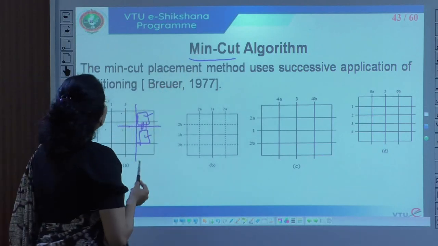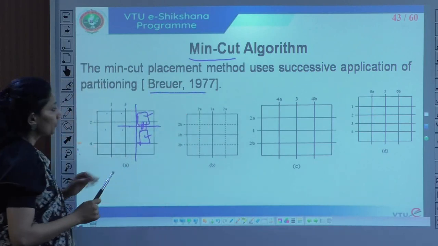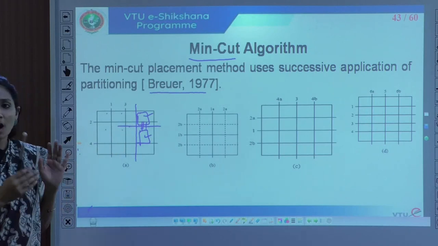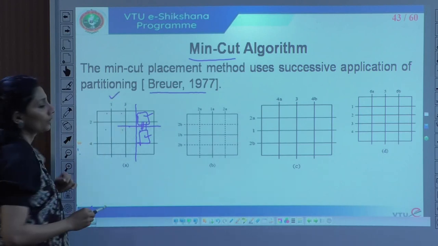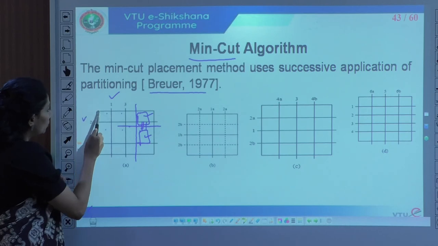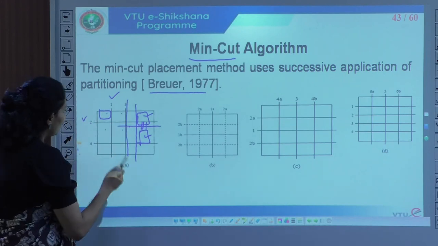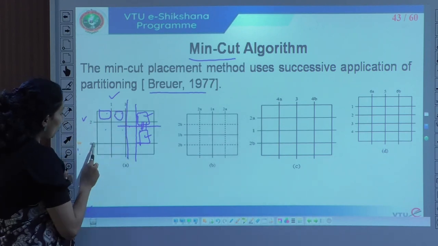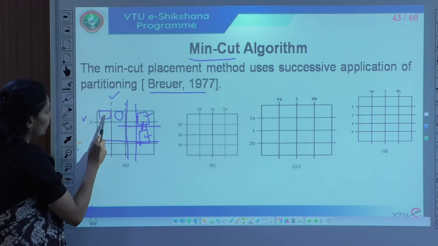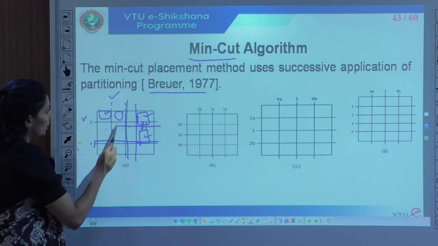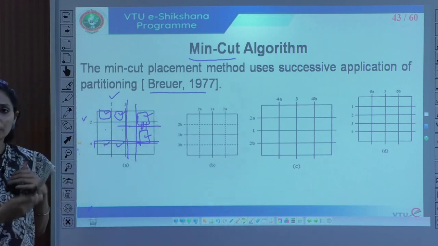So one of the min cut algorithms, an application of partitioning, is given by Breuer. He has suggested four ways of partitioning the entire chip area. What does it do? With the first cut, where is the second cut? Is here. So initially it is having only one partition, then the third cut is here, you will have a second, then goes the fourth cut here, then what you will have? Okay, it is the first one, you have a single one, next one, the next one, the next one you have here. So you go on following this process.